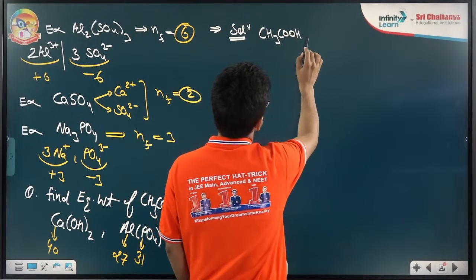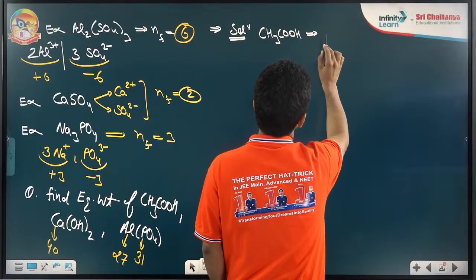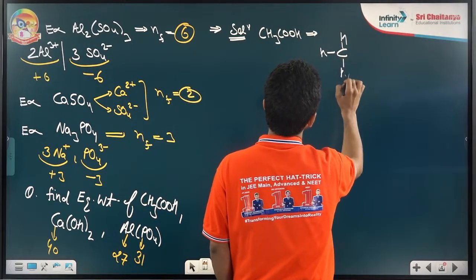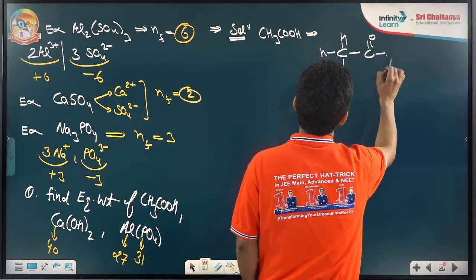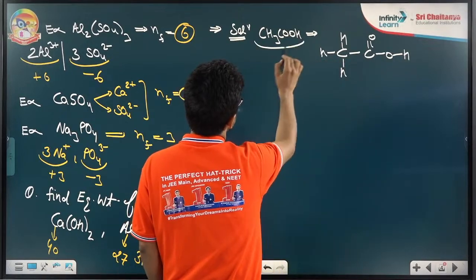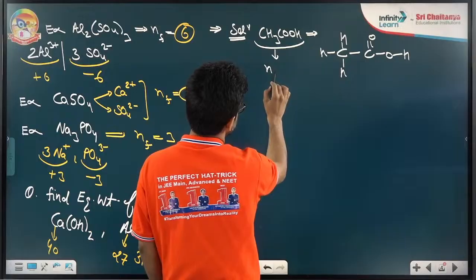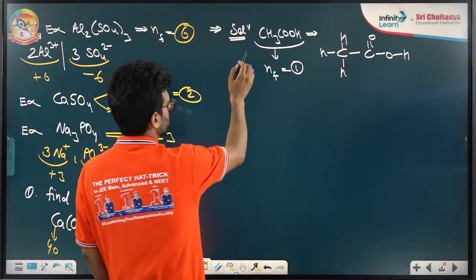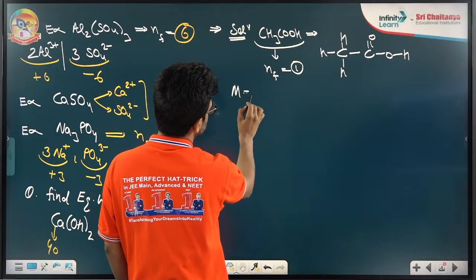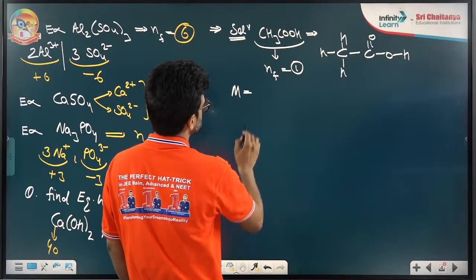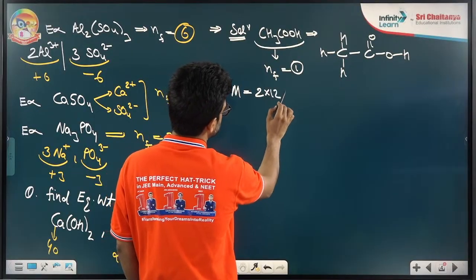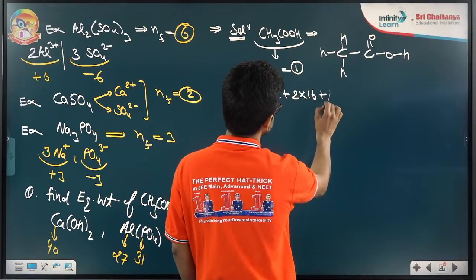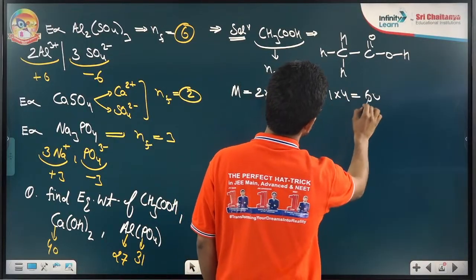It is acetic acid. We know this. If you don't know the structure, I am telling you: it can give only one hydrogen, so its N factor is 1. The molar mass you can find. What is M, beta? The molar mass. How many carbon? 2 carbon, 2 into 12 for carbons. 2 oxygen, 2 into 16. And how many hydrogen? 4. So I think it is 60 coming, right?